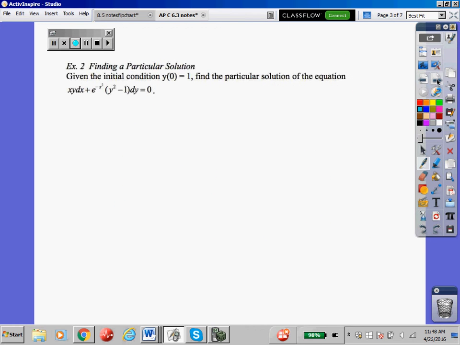Okay, let's look at example 2. I'm going to do a similar process, but this time it says find a particular solution. And what that means is you're going to be given an ordered pair to plug in to find the c value, okay? So what I'm going to do first is I'm going to subtract the xy dx because I'm trying to get the x dx on one side and the y dy's on the other side. Okay, that's always the goal.